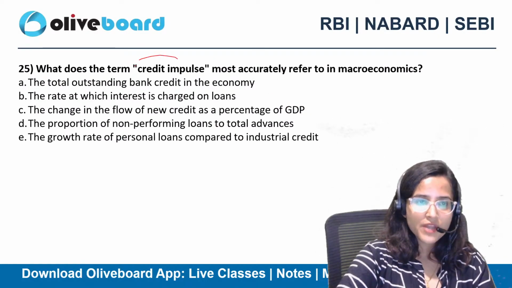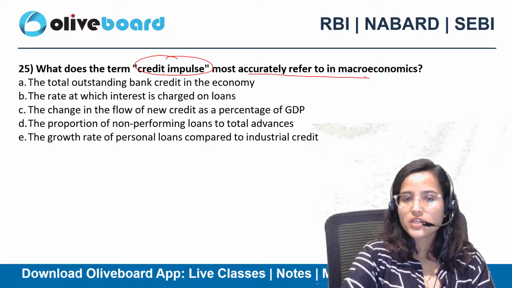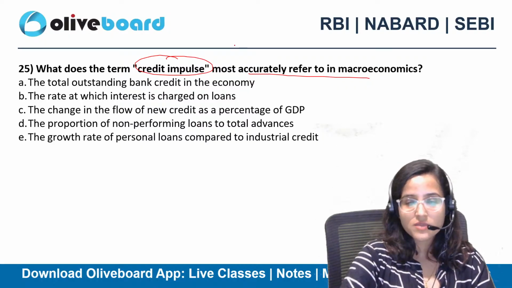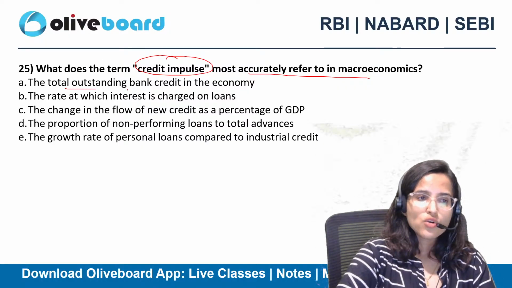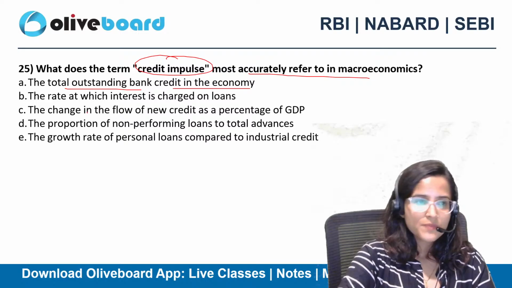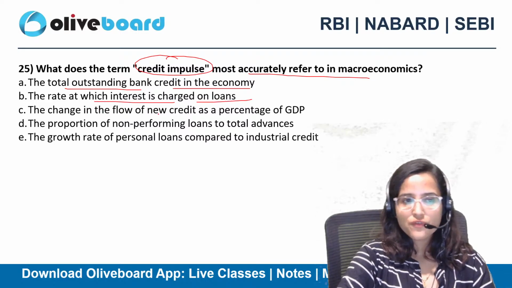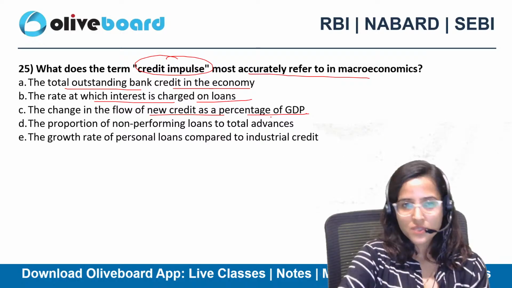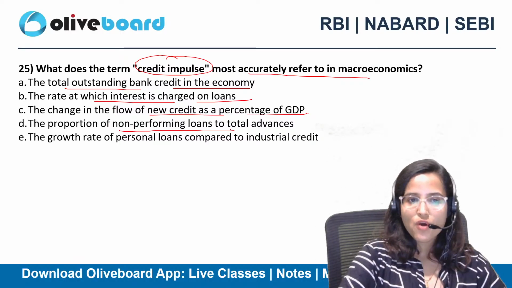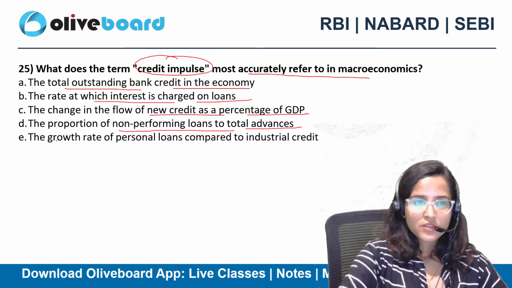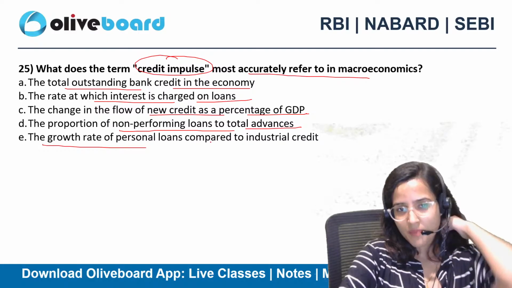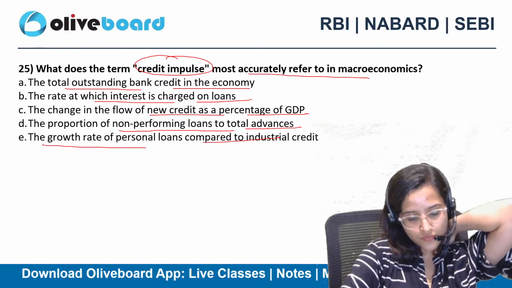What does the term credit impulse most accurately refer to in macroeconomics? The total outstanding bank credit in the economy, the rate at which interest is charged on loans, the change in the flow of new credit as a percentage of GDP, the proportion of non performing loans to total advances, the growth rate of personal loans compared to industrial credit. 25th question.